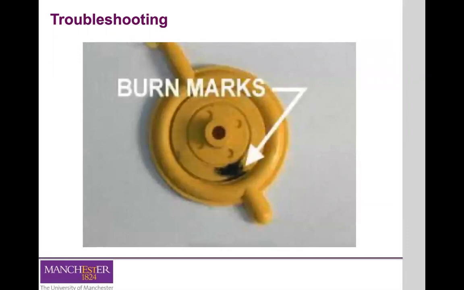Another typical defect is the appearance of burn marks. Burn marks, as you can see in this picture, are normally discolorations and are common causes of part rejection. If you have a part with a discoloration, it is normally discarded and rejected. These types of defects are generally caused by trapped gases in the cavity of your mold, or by the thermal degradation of the polymer.